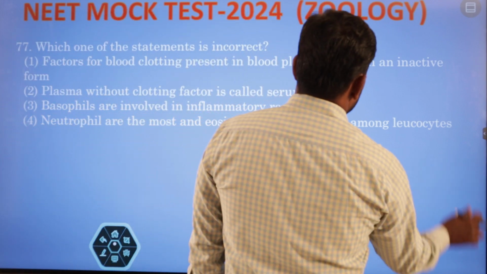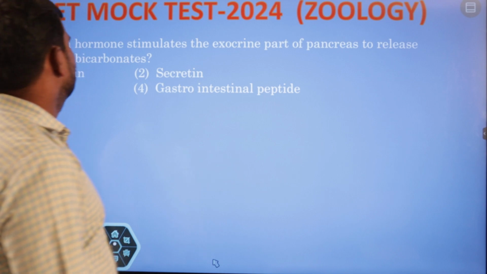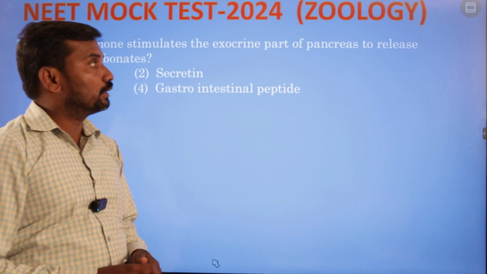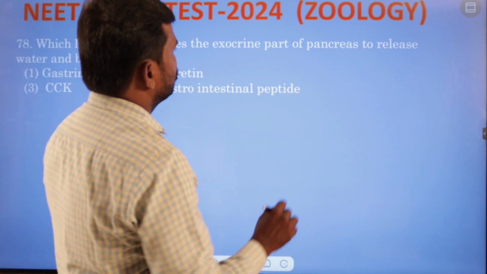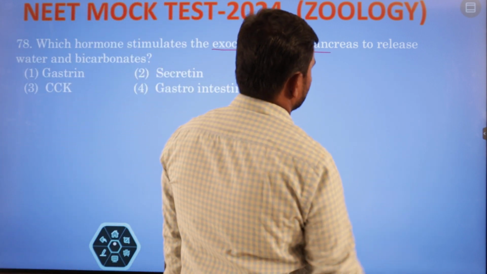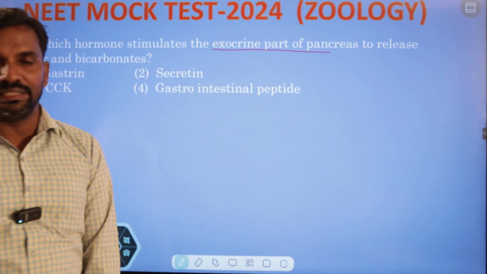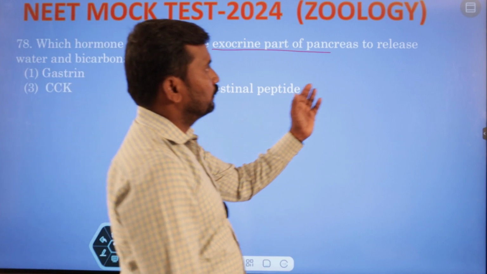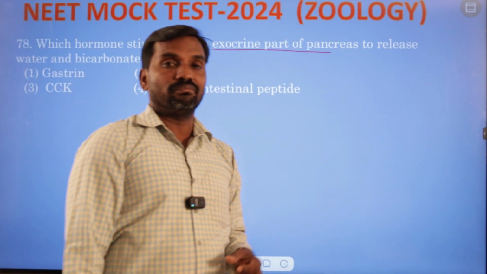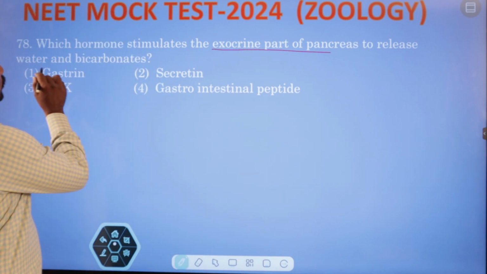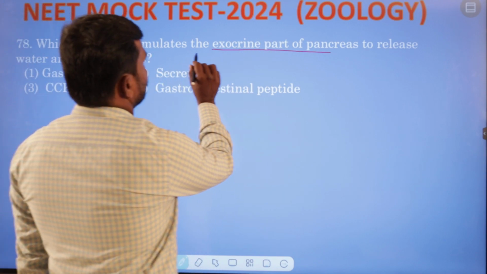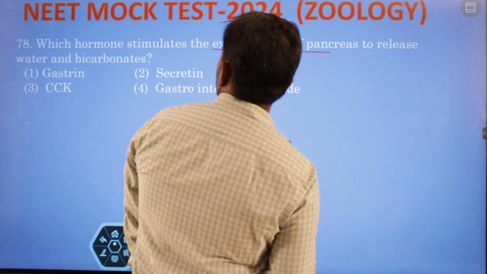So question number 78. This is a simple question from chemical control and coordination. Which hormone stimulates the exocrine part of the pancreas? We already studied insulin and glucagon, but other than those parts, which hormone stimulates the exocrine part to release its secretions?